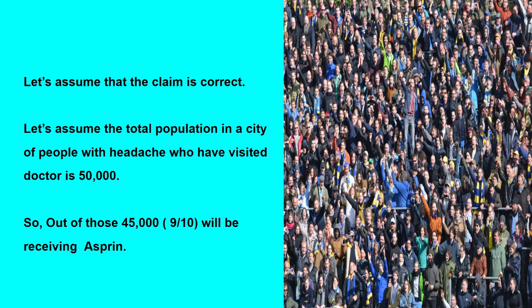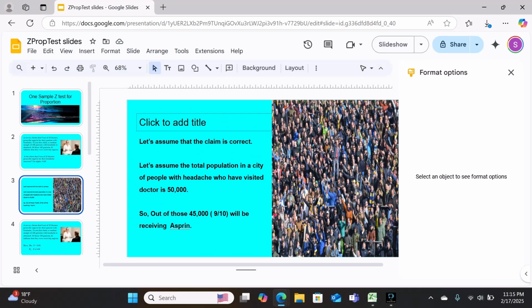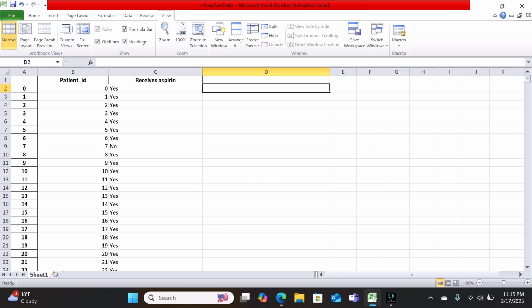Let's assume that the claim is correct. Let's assume the total population in a city of people with headache who have visited a doctor is 50,000. So out of those, 45,000 will be receiving aspirin. That is 9 by 10 of the total population. So let's first go to the data that I have here.